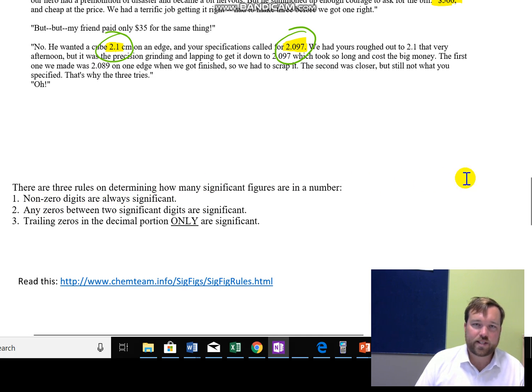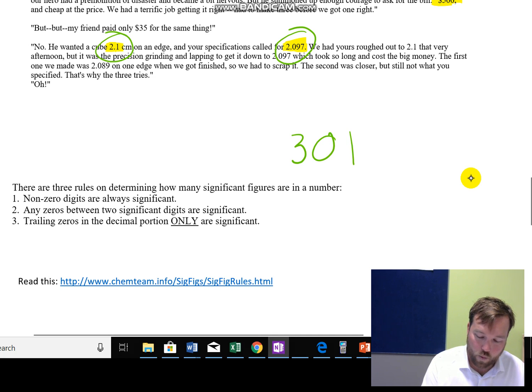Non-zero digits are always significant. So that works out really nicely. 1s, 3s, 7s, every number that's not 0 is significant. The zeros are what make it fun. Any zeros between 2 significant digits are significant. You can call these captured zeros. So, for example, 301 has 3 significant figures. The 1 and the 3 are significant, and the 0 is captured, therefore it's also significant.